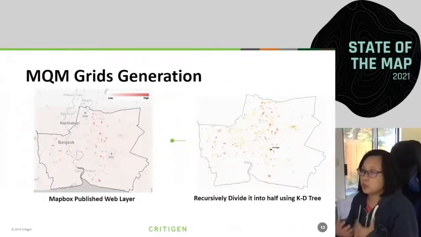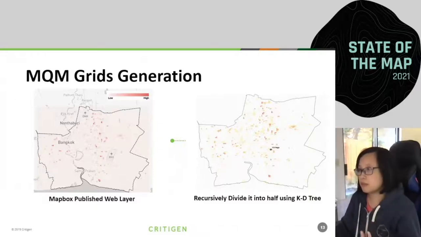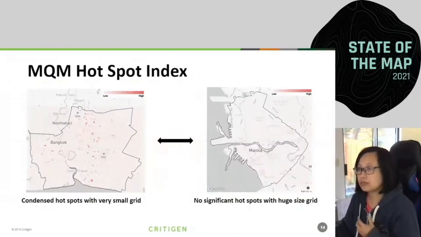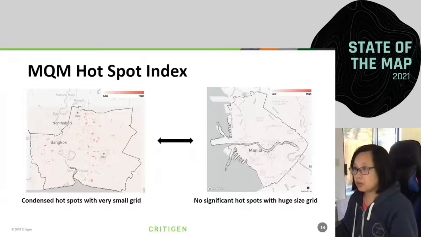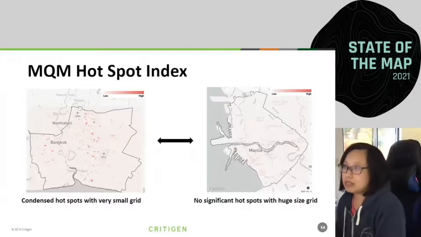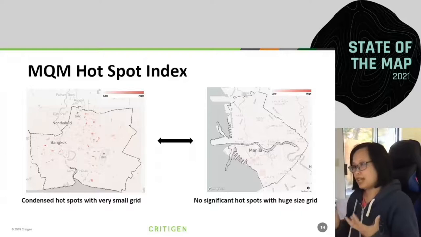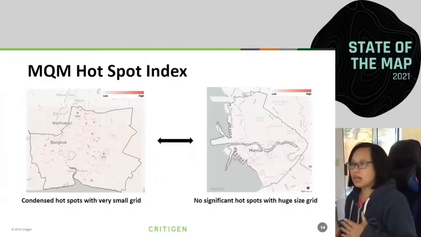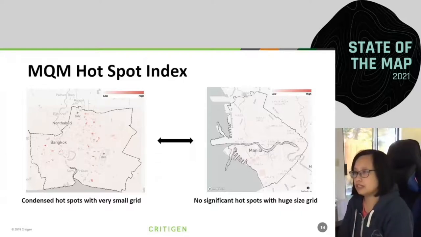After we do that, we publish all of our results onto the website so more and more people can be aware and see the results. You can see this is a comparison between a hotspot in Bangkok and a similar city, Manila in the Philippines, which has a very low hotspot area and is kind of evenly colored with a large grid.